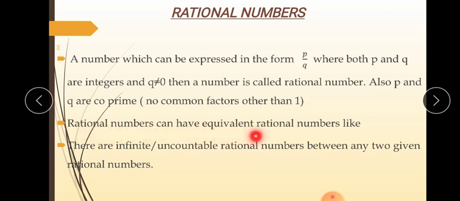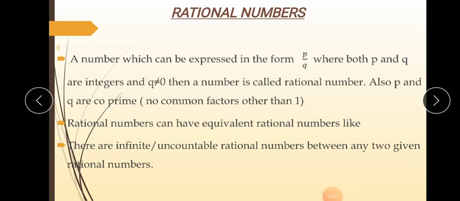Rational numbers can have equivalent rational numbers. That means we can have many rational numbers which, on reducing to lowest form, will give us the original rational number. For example, 2 by 3. We can take examples 4 by 6, 6 by 9, etc. Such numbers are called equivalent rational numbers.